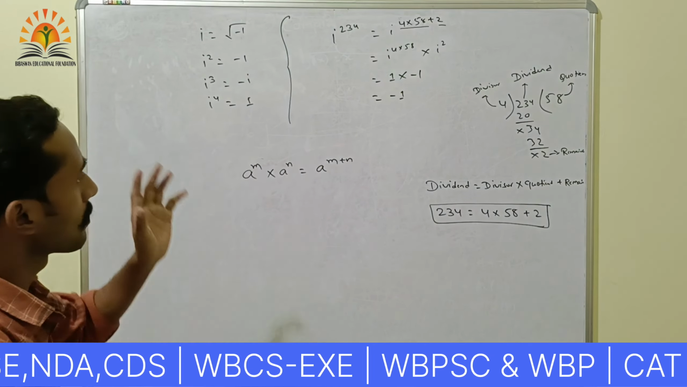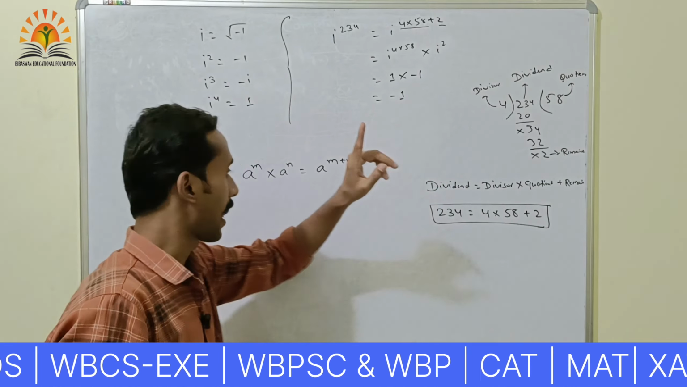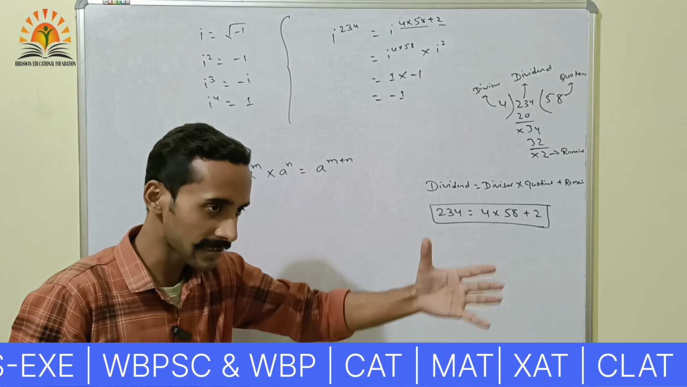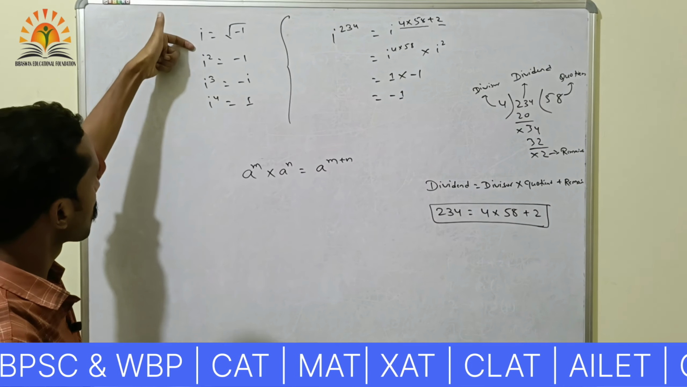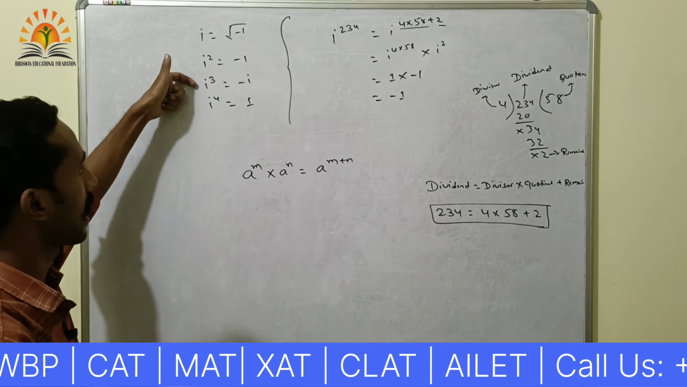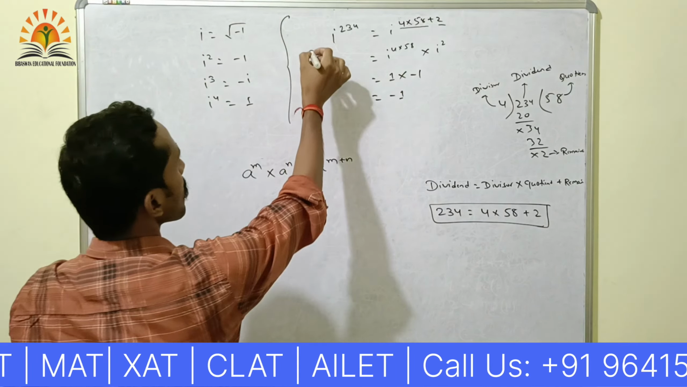Understood? So why do we use 4 here? Divisor, why do we use 4? Because iota to the power 4 is 1. So we have to eliminate extra elements from there, so that it gives the result on the basis of iota, iota square, iota cube or iota to the power 4. Another question. This is the first question.